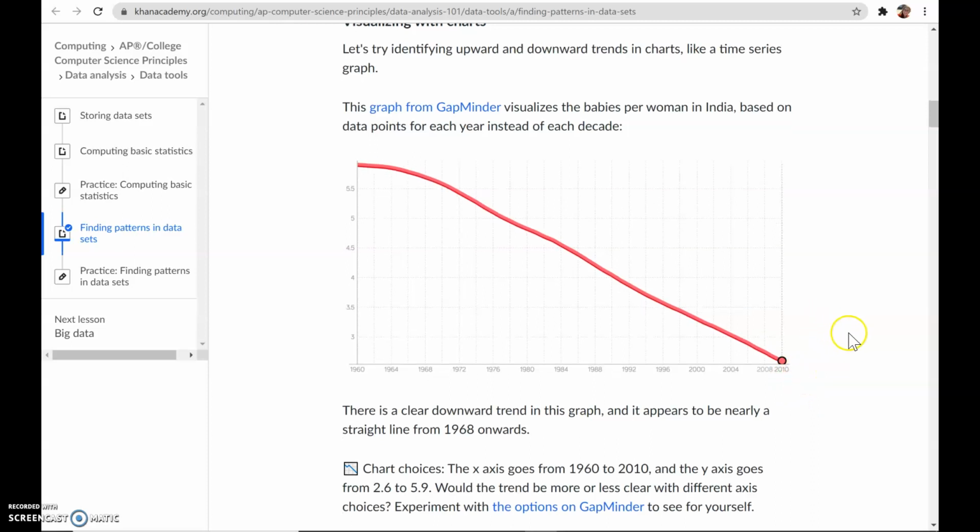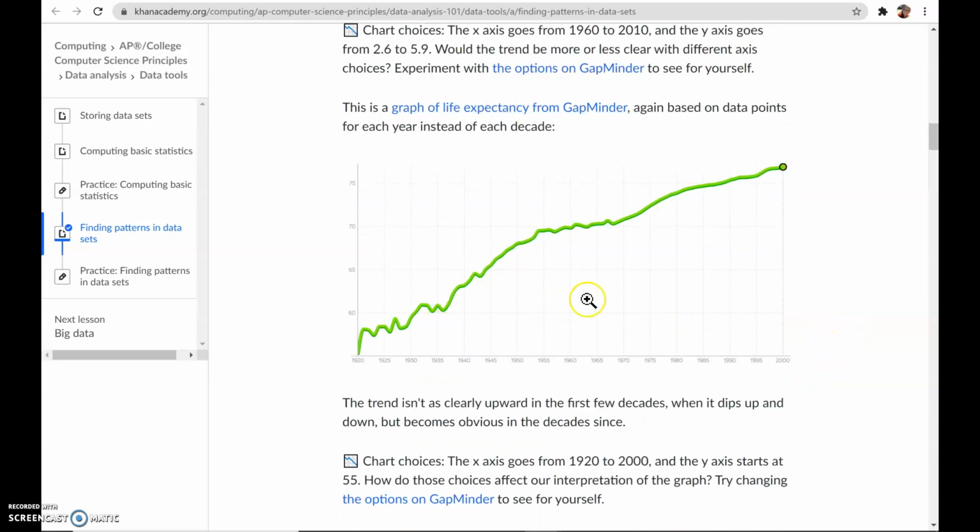It's a decreasing trend. This is the opposite. This is an increasing trend. It starts low on the y-axis, below the 60, and then we increase all the way up until we get to above the 75. We look at graphs like we read, from left to right.